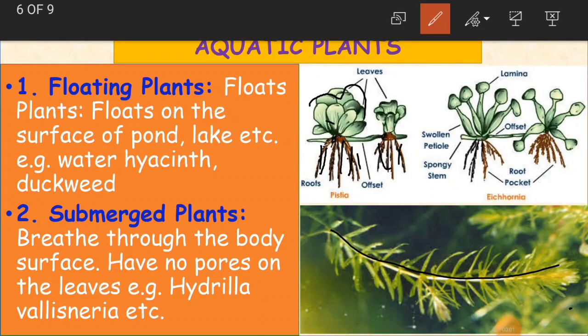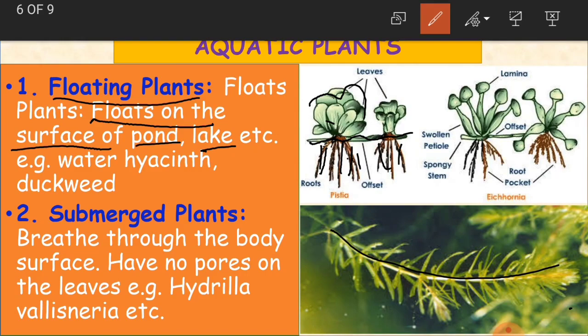Aquatic plants. How are aquatic plants, children? There are two types: floating plants and submerged plants. So what is a floating plant? Floating plants are those which float on the surface of water, like a pond, lake, and so on. In such water bodies, these plants float on the surface of the water.